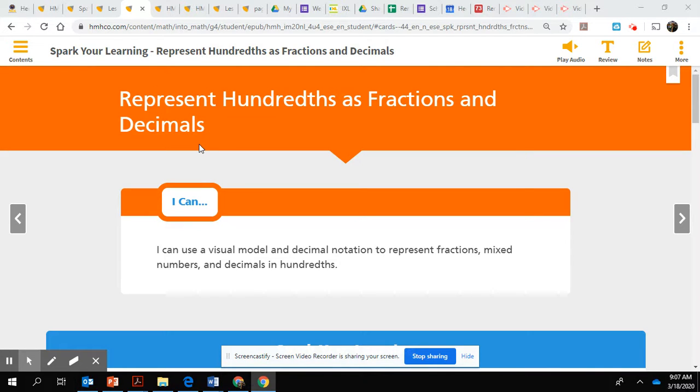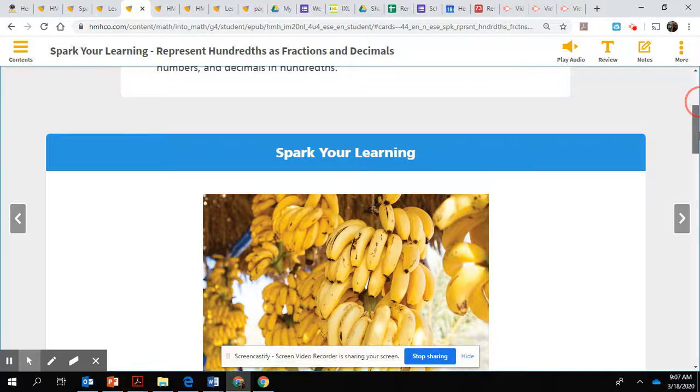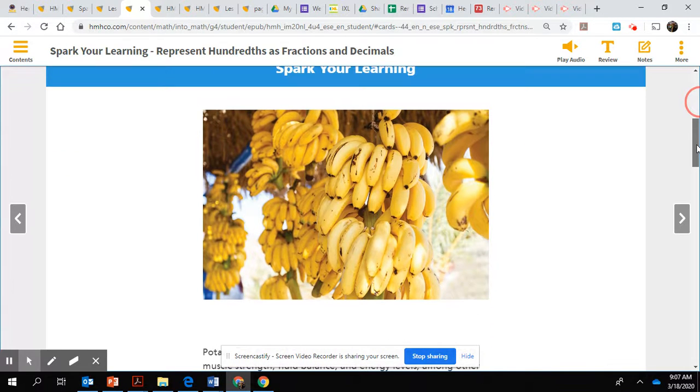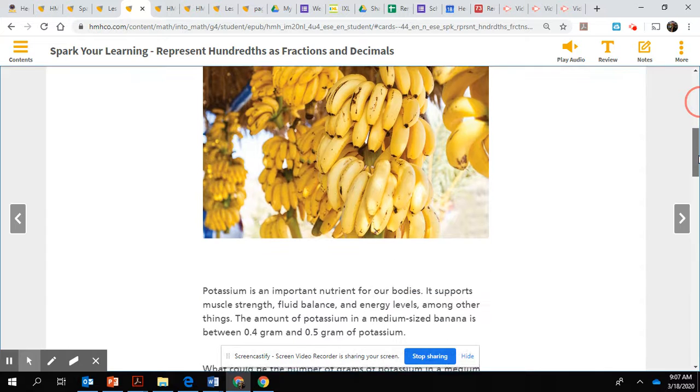All right, so our I can statement for today again is: I can use a visual model and decimal notation to represent fractions, mixed numbers, and decimals in hundreds. So we're focusing on hundreds today. Yesterday we focused on tenths. Once again, I showed you your Spark Your Learning, but I'm going to go back through it from the interactive lesson part that I'm showing right now.